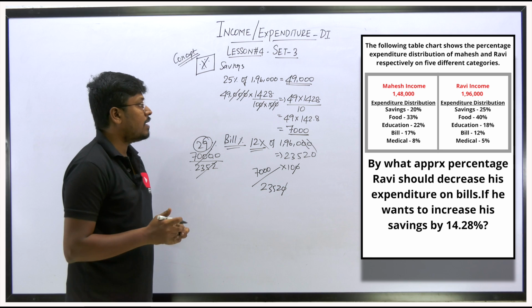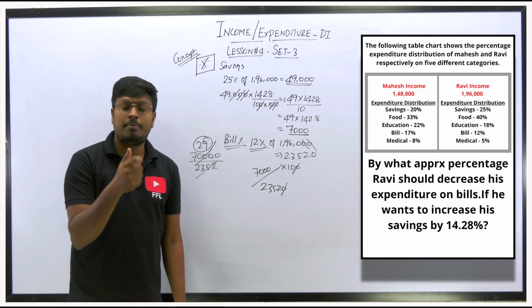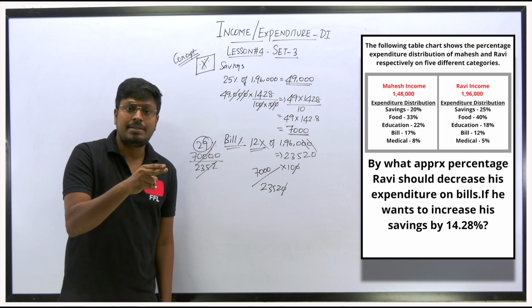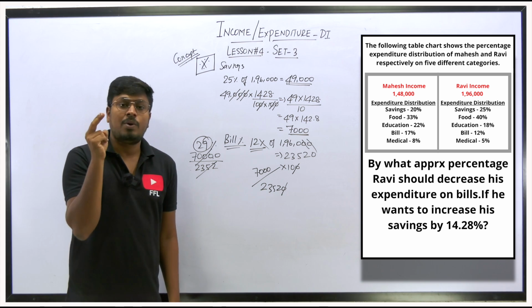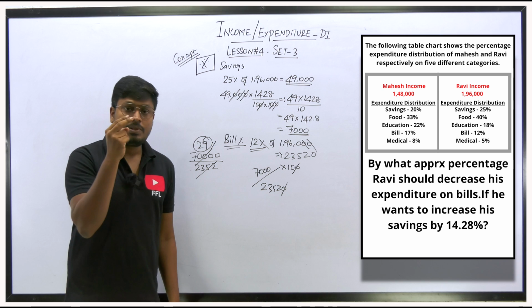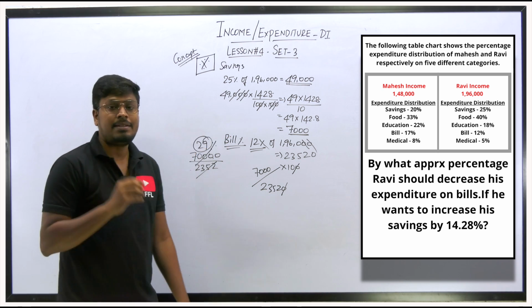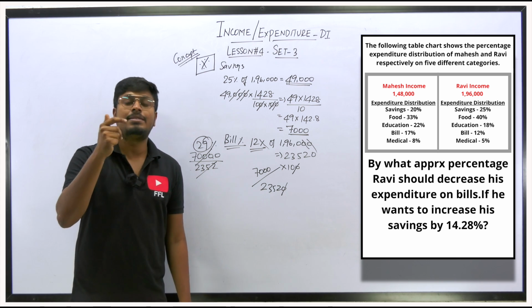So understood or not, right? Concept is more important. So first we found what is the savings amount of the person Ravi, and then we found what is that 14.28 percentage on the savings, because you need to increase that amount on the savings. So we found what is 14.28 percentage, which is 6,000 something we got. So we can approximately take it as 7,000. So in the savings, we have to increase that amount, which is 7,000.